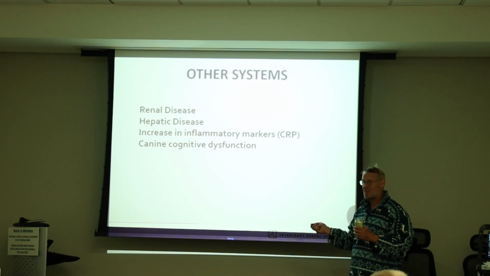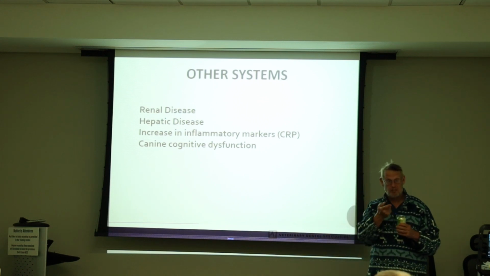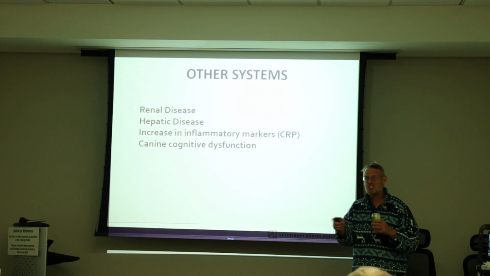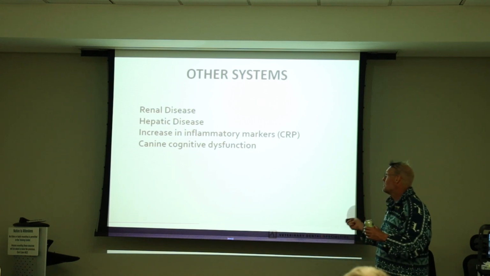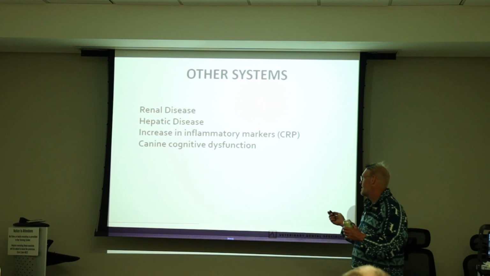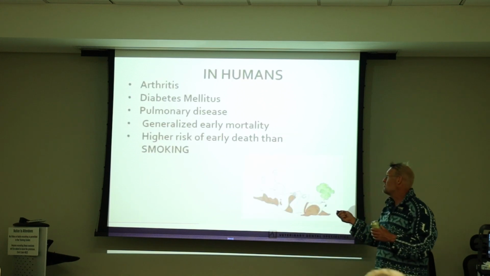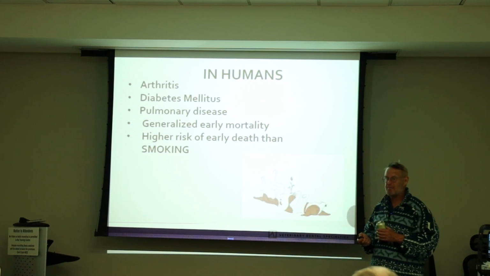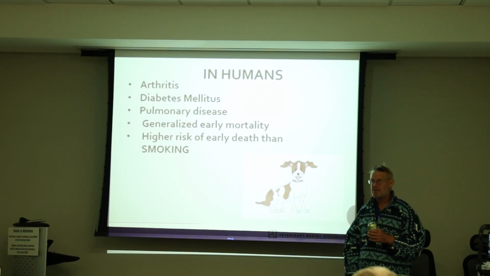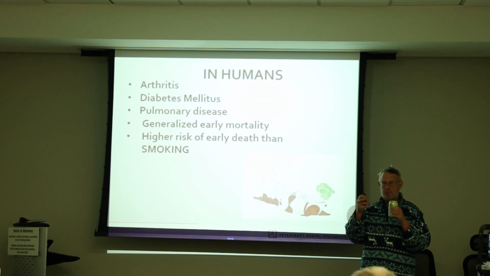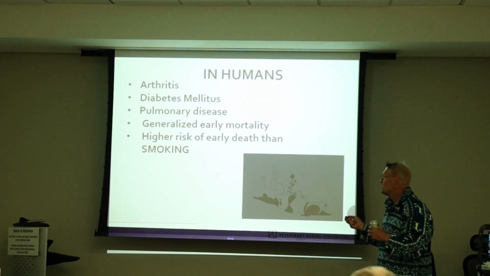Canine cognitive dysfunction. This was one of my residents, Dr. Dewey, who did this study showing that dogs with periodontal disease have an increased risk of canine cognitive dysfunction, age-matched. And then an increase in inflammatory markers. All these things are seen in people, dogs, and cats. In humans, you also see arthritis, especially rheumatoid. Diabetes mellitus is a massive one. There are probably 300 to 400 references on periodontal disease and diabetes and their bidirectional relationship where one worsens the other.